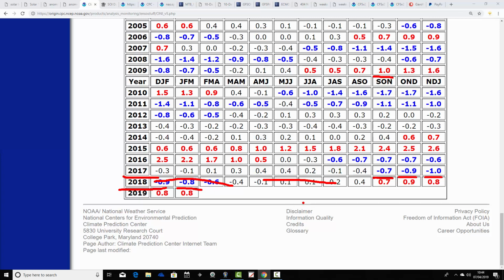2019, 0.8. To get an El Nino designator, you have to meet strict criteria. You have to be half a degree or more above average. So we've done that, of course, with these 1, 2, 3, 4, and 5.